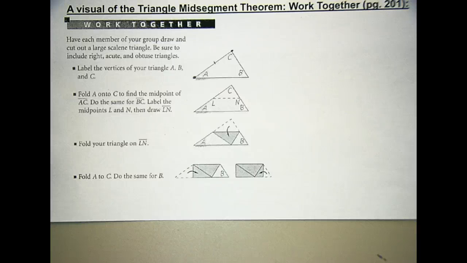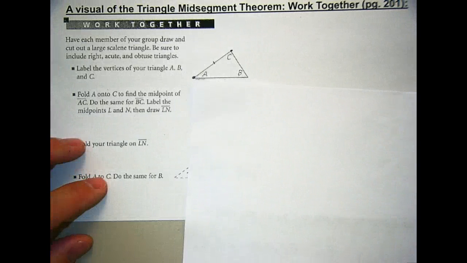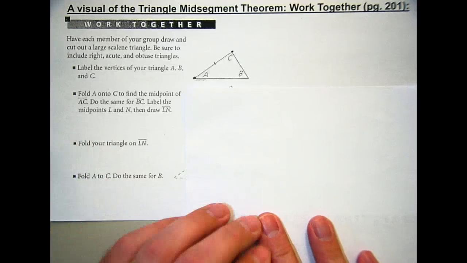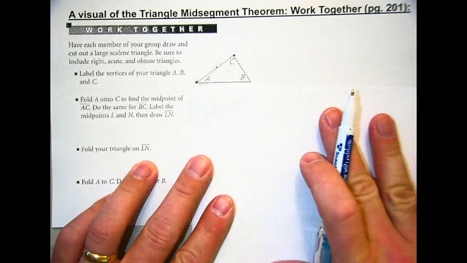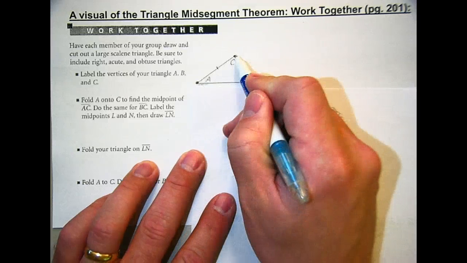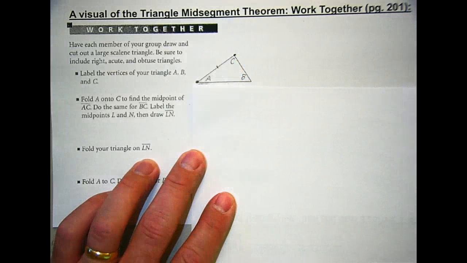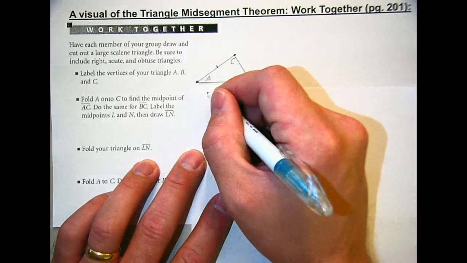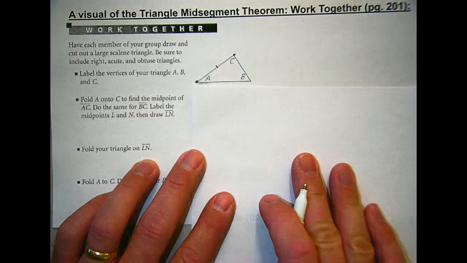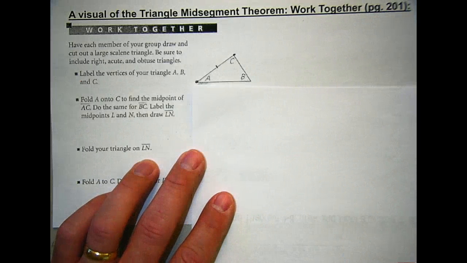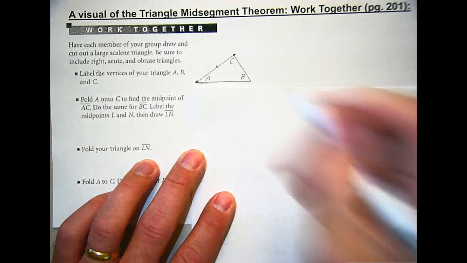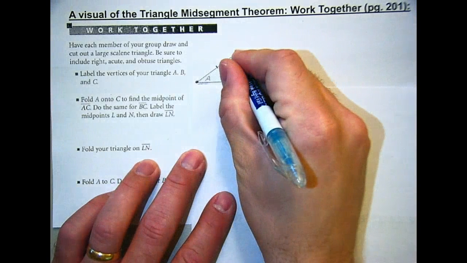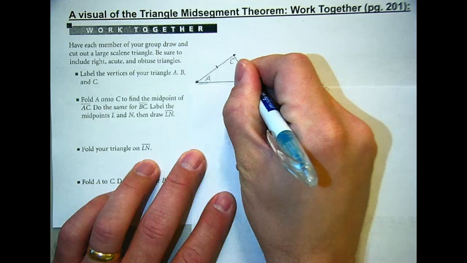Everyone with me? Now, if you're looking at these pictures down here, it's going to confuse you. Everyone trying to jump ahead and looking at pictures, that'll confuse you. Just follow along with me. So touch here, angle A, touch to angle C, make that crease. That gives you the midpoint of AC. All right. How many are with me? Okay, you now need to touch angle B to angle C and pinch it and make that crease.